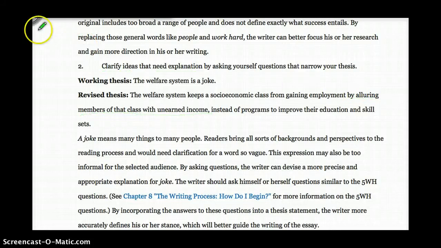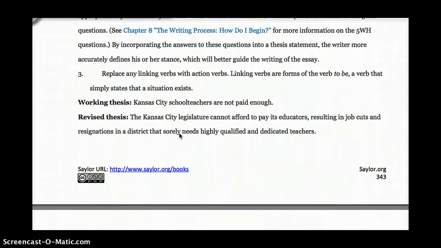And so let's look at what's being clarified. This notion of a joke is what we need to clarify. Why is it a joke? What do you mean it's a joke? Some things are funny to one person, might not be funny to another person. And so let's rephrase this. And so we gain some of the explanation here: gaining employment, unearned income, improve education, and skill set. So again, a working thesis being revised into a much stronger thesis statement that could be used in a paper. Okay, moving on here, let's take a look at number 3.